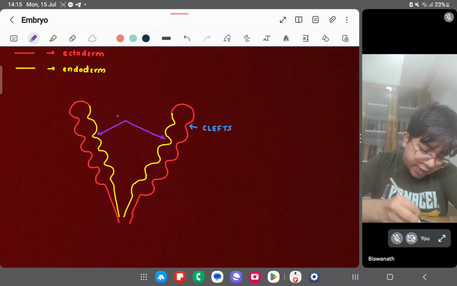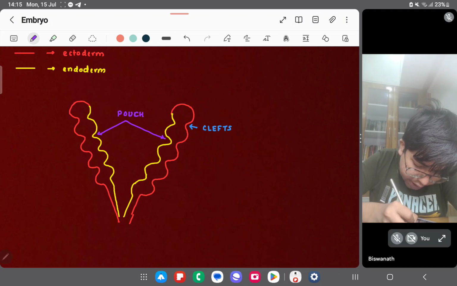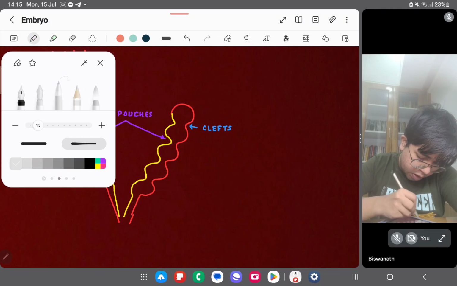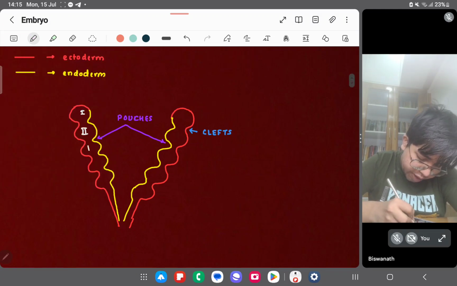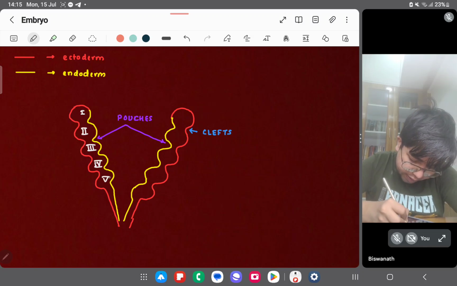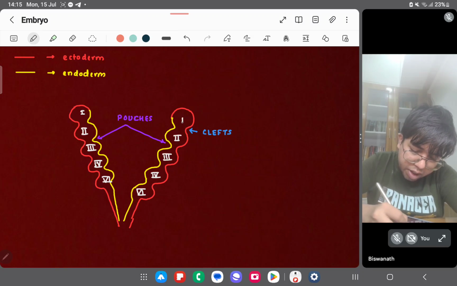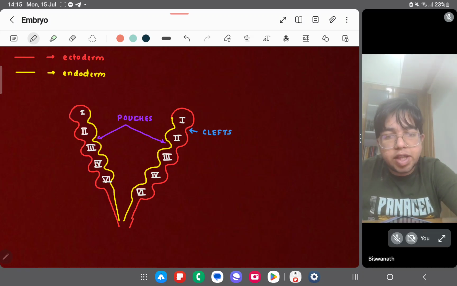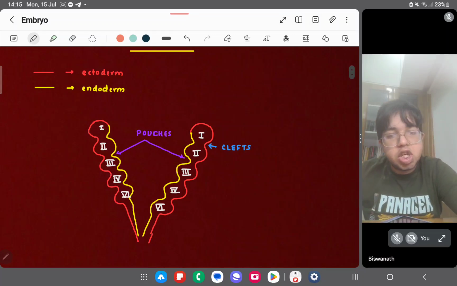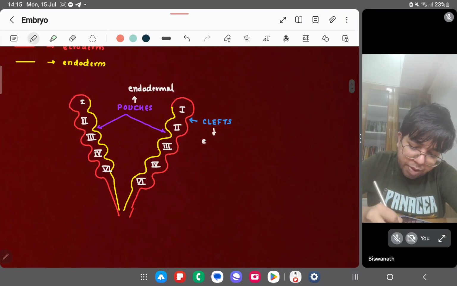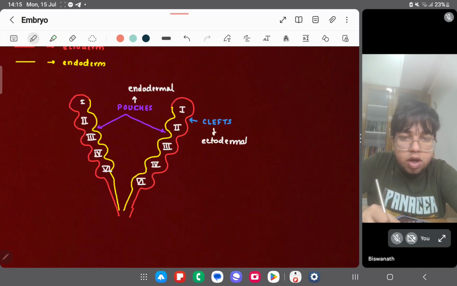So these indentations are called pouches, right? And here we put the numbers 1, 2. Make sure to write it in Roman, 4, and 6. Actually, the fifth arch regresses during the developmental time. We have 6 in number originally, but the fifth one regresses with time, right? So what is the origin of pouches? Pouches will always be endodermal in origin, right? And these clefts will be ectodermal in origin, right?